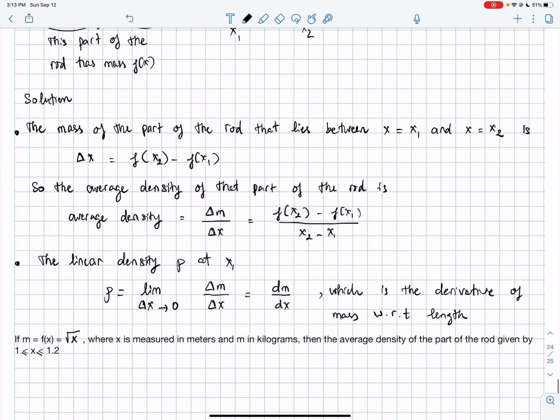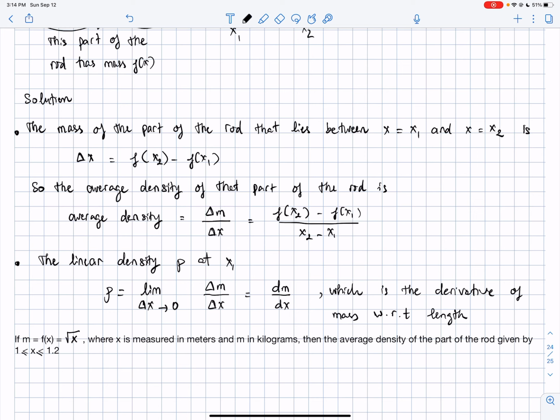So we know that the mass of the part of the rod that lies between x1 and x2 is delta m equal f of x2 minus f of x1. So we can calculate the average density as delta m over delta x, that is f of x2 minus f of x1 divided by x2 minus x1. The linear density rho at x1 is the limit of delta m divided by delta x as delta x approaches 0. This is the derivative of mass with respect to length.